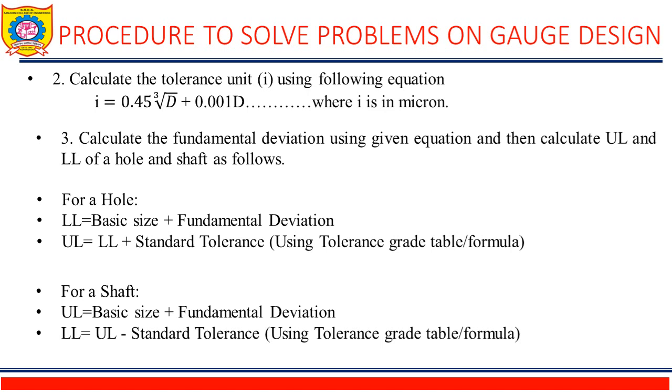Then for a shaft, upper limit is equal to basic size plus fundamental deviation for the shaft. Lower limit is equal to upper limit minus standard tolerance. Standard tolerance here we are going to calculate by using formula or using tolerance grade table, but these are basically related to shaft.